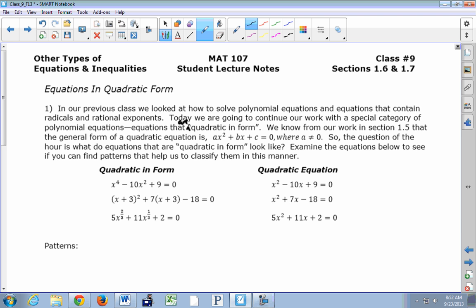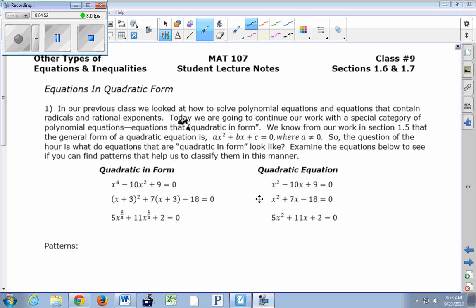So the question of the hour is, what are equations that are quadratic in form? Examine the equations below to find patterns that help us. Okay, so your first job is to look at the equations on the left-hand side, which we say are quadratic in form. And you can see on the right-hand side, I have a similar quadratic equation. And see if you can find patterns so that if you're looking at the left-hand side, you'll be able to categorize this as quadratic in form. So take a few minutes and see what you come up with between everybody at your groups.